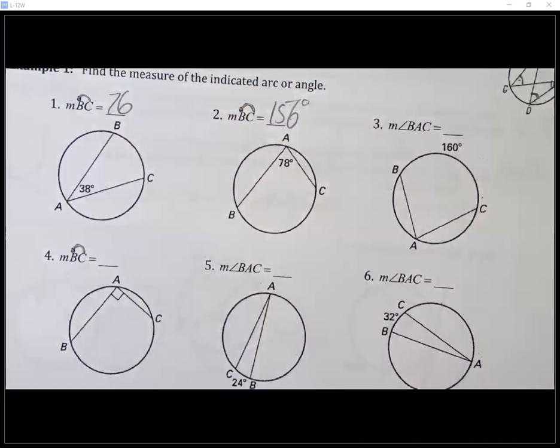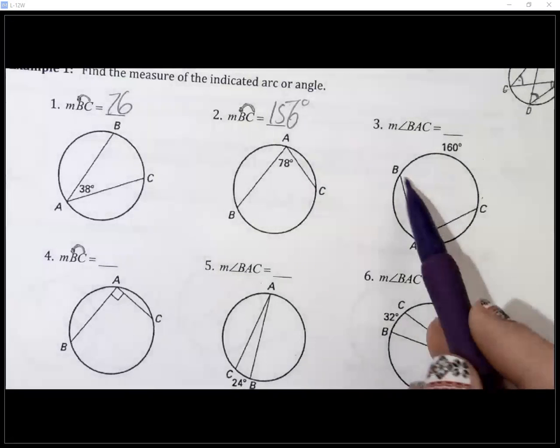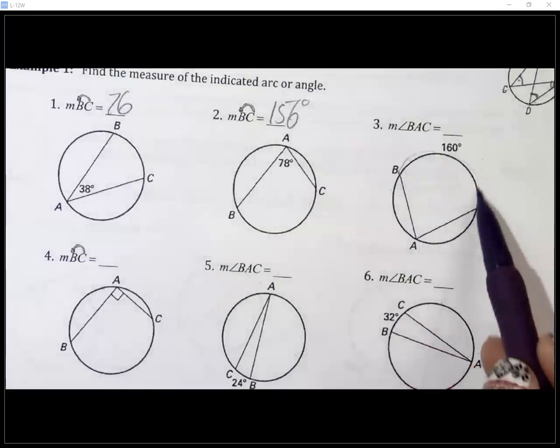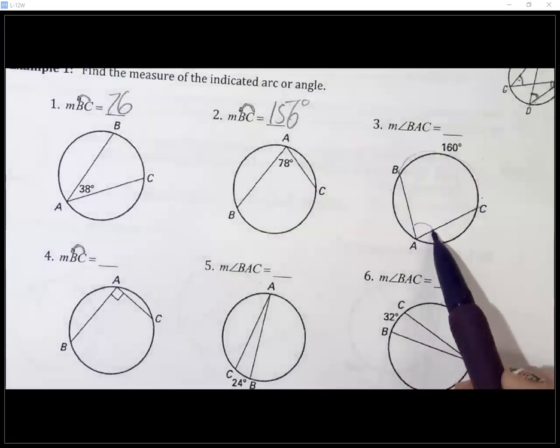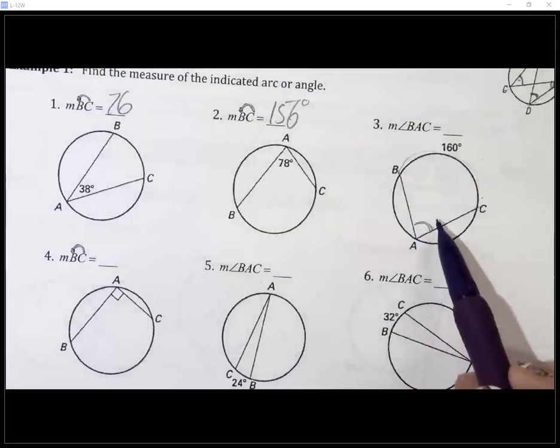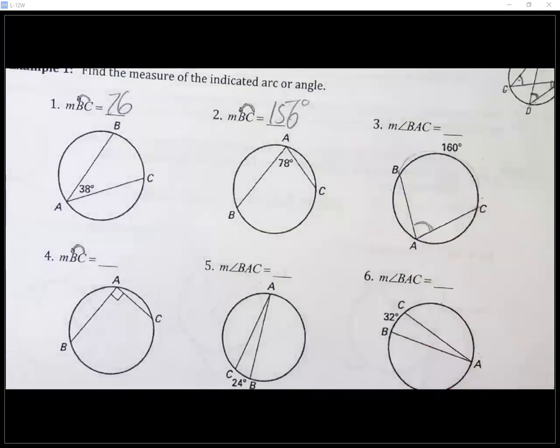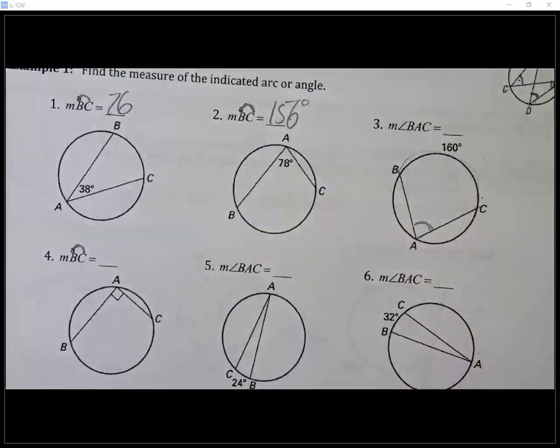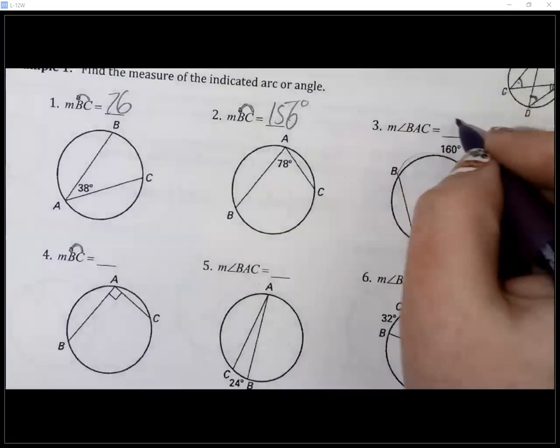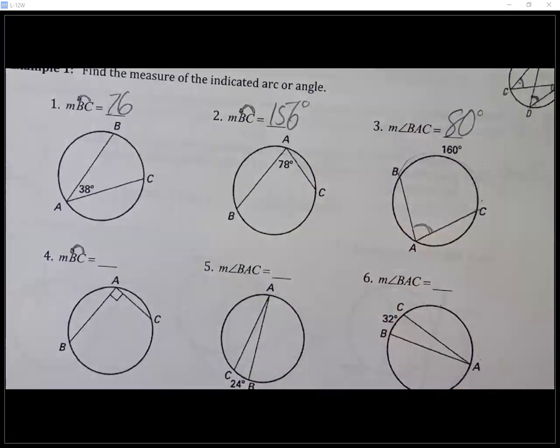Want some help? Well, remember you've got this arc here, that's 160. So the inscribed angle, what did we just say it was? It's not going to be equal to 160, it's half. 80. Did you have 160? Okay. Does it make sense now? Yes. Okay.